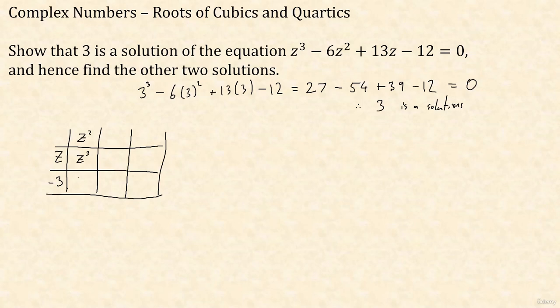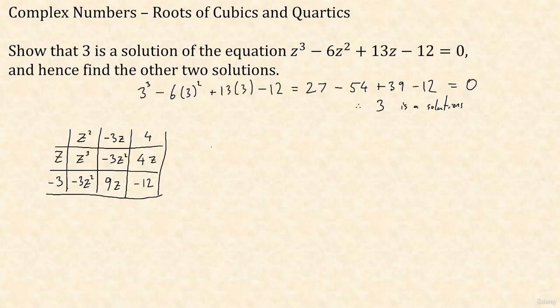because z squared times z is z cubed. So z squared times minus 3 is minus 3z squared, but I'm aiming for minus 6z squared, so I need another minus 3z squared here. So z times minus 3z in order to get that here. Minus 3z times minus 3 is 9z, but I need 13z, so I need another 4z here. Z times 4 gets me 4z, and 4 times minus 3 is minus 12, and that's a little check that it is indeed a factor.